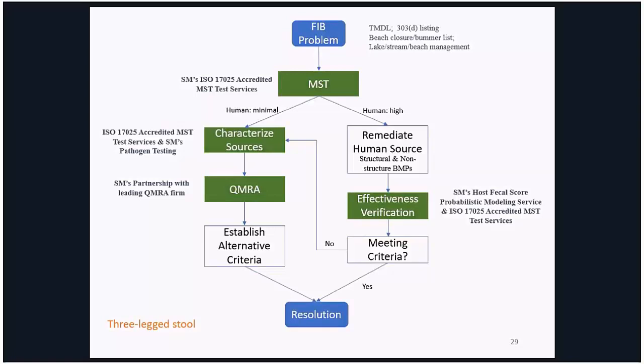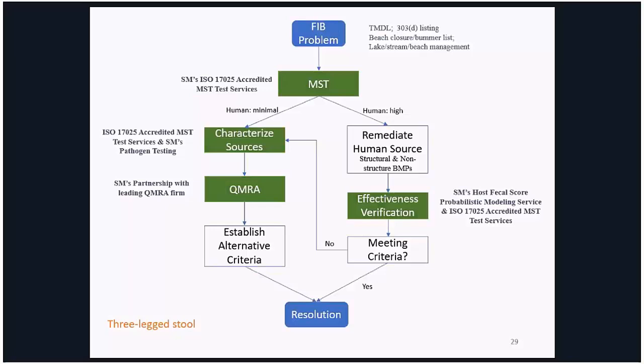And if after that you are meeting the FIB criteria, then yes, you reach a resolution. But if you're not meeting that criteria, you need to go to the left side. Another way to reach the left side is if your microbial source tracking work, following the proper study design and other considerations, is demonstrating you have minimum human, then you can go down the left side to pursue the QMRA.